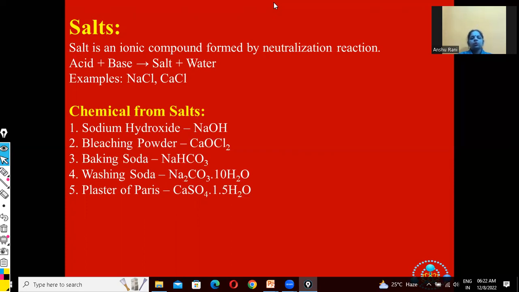Different chemicals from which salts can be obtained are sodium hydroxide, bleaching powder, calcium oxychloride, sodium hydrogen carbonate, sodium carbonate as washing soda, then plaster of Paris, CaSO4 dot half H2O.